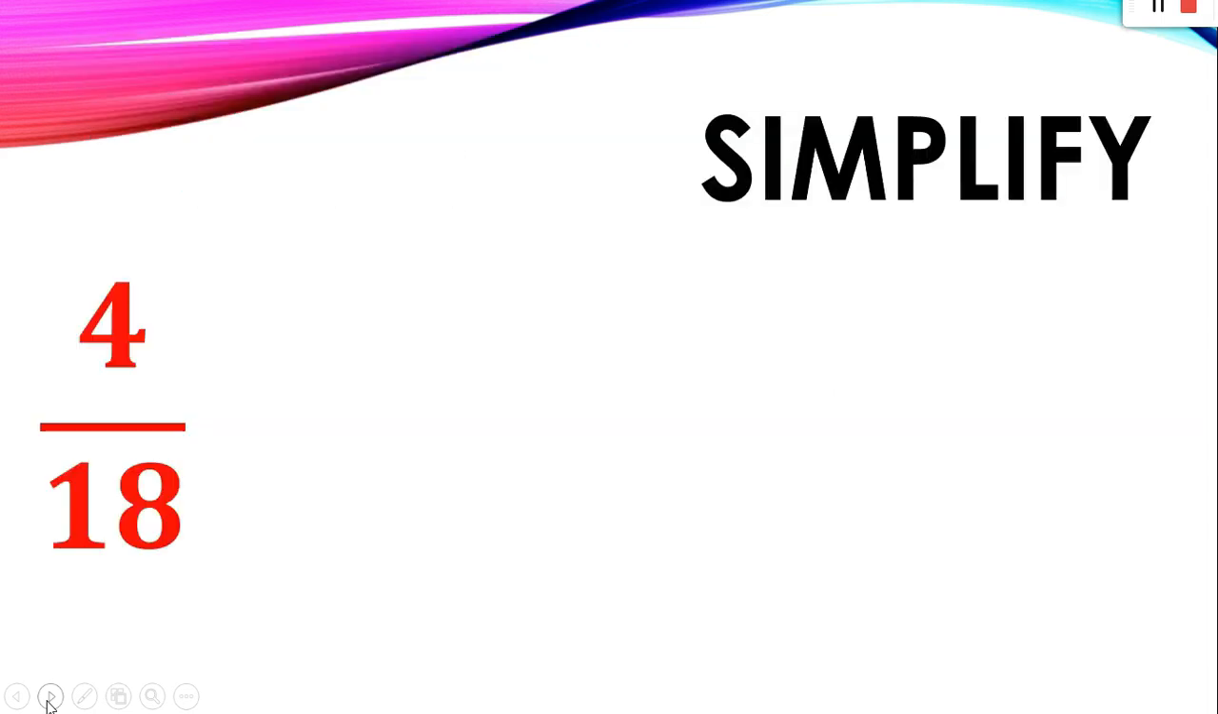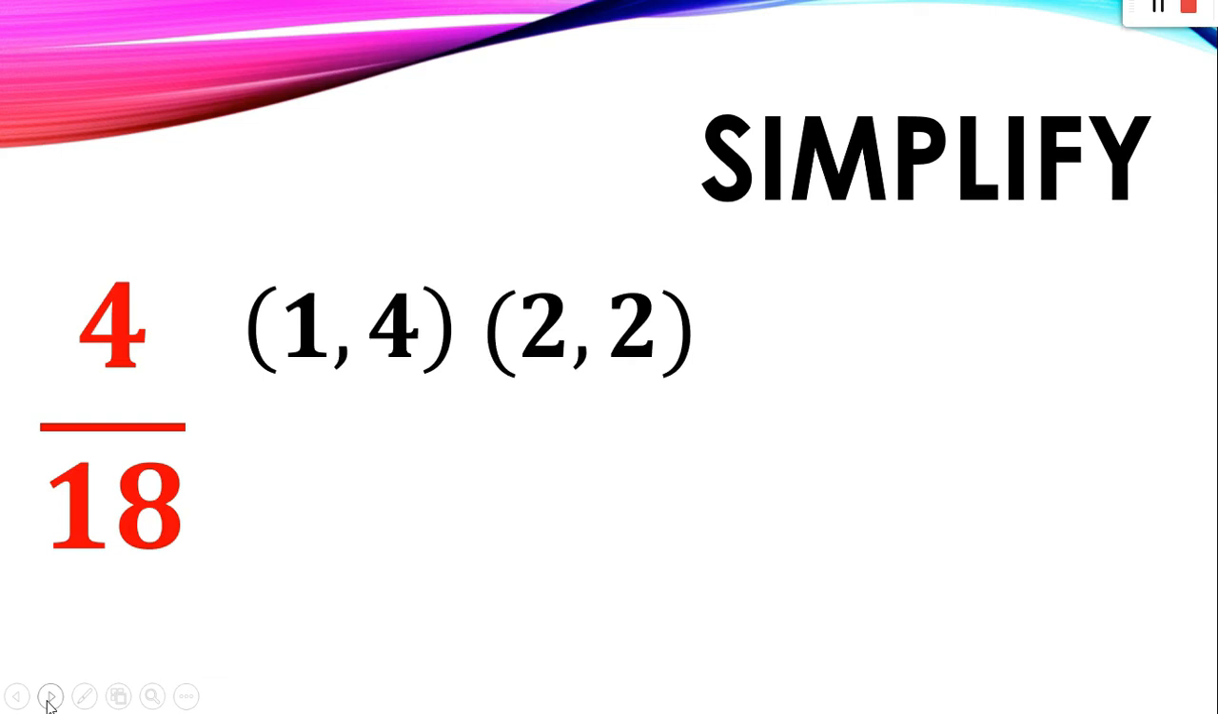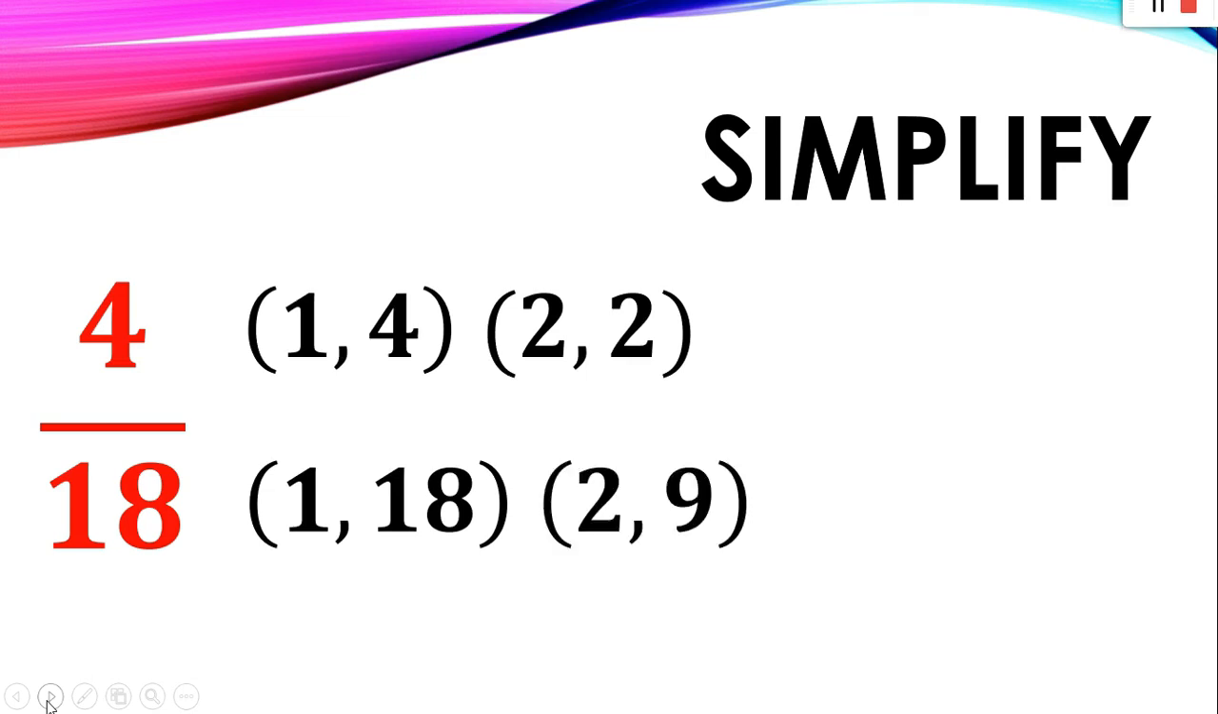Yes. Again, we'll use the greatest common factor. Can you help me write the factors of 4 and 18? The factors of 4 are 1 and 4, 2 and 2. How about the factors of 18? 1 and 18, 2 and 9, and 3 and 6. Correct.